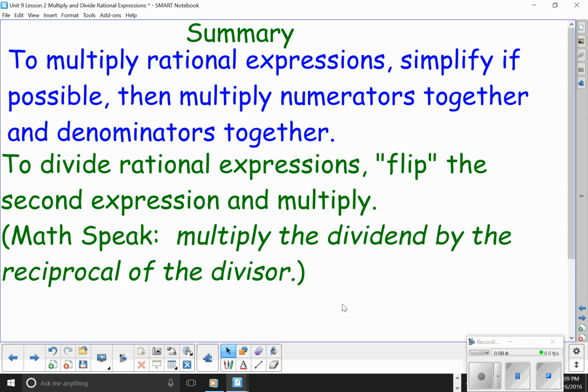Now, in summary, to multiply rational expressions, simplify if possible. Then multiply numerators together and denominators together. To divide rational expressions, flip the second expression and multiply. Math speak: multiply the dividend by the reciprocal of the divisor. Somehow, flipping the second expression and multiplying, everybody understands what to do. The other is the specific math speak. Good luck. I know you can do it.